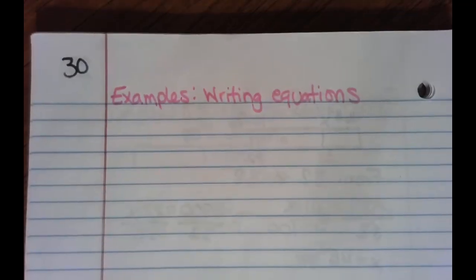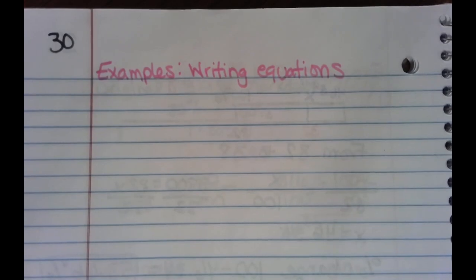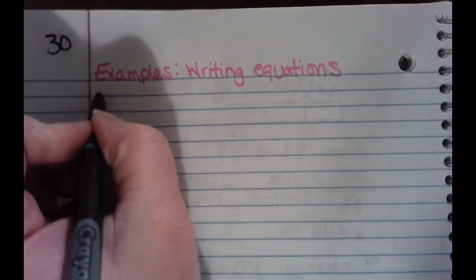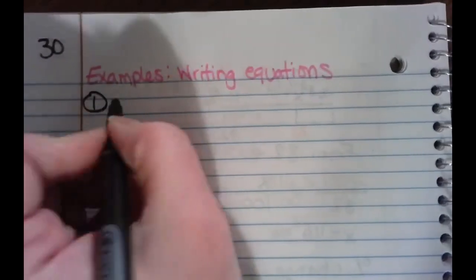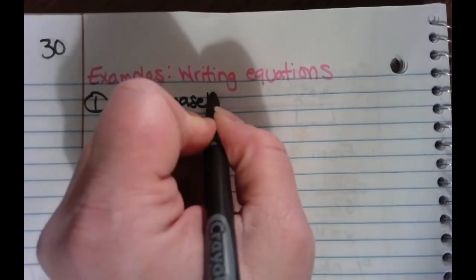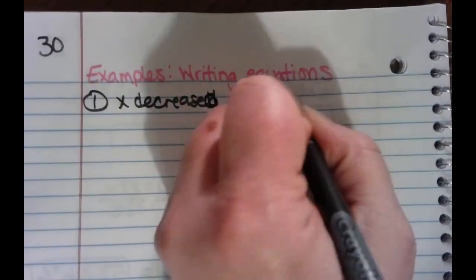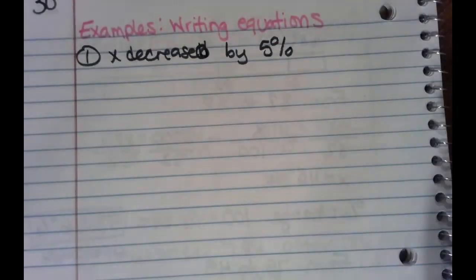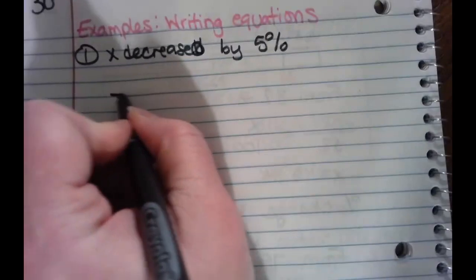Last examples, we're going to actually write some equations, and this really just builds on these proportions. The nice thing about these equations is that they make it a little bit more efficient if you start getting used to being able to do these equations. So the first one says the value of x is decreased by 5%. Write an equation that represents the situation. Okay, so again, we're going to draw our tape diagram.